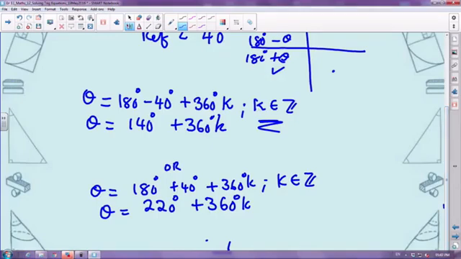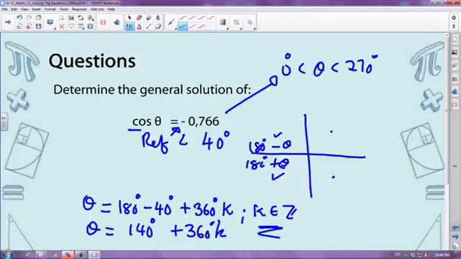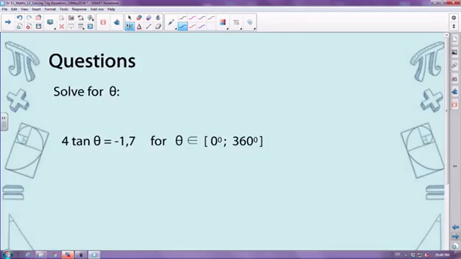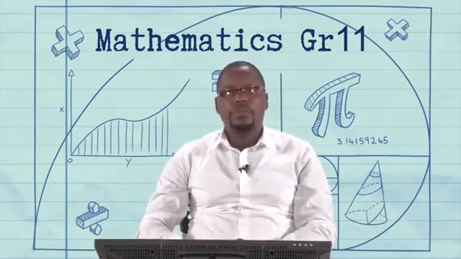Okay, now guys, the next problem is a difficult problem, okay, for you grade 11s. Let's skip that one. We're going to be doing it together. I'm going to ask you to do this one. 4 tan theta equals negative 1.7. Your theta is from 0 to 360. Let's take 2 minutes, guys. You work with your friend, and then let's see who gets this one correct first. Let's go. 2 minutes.